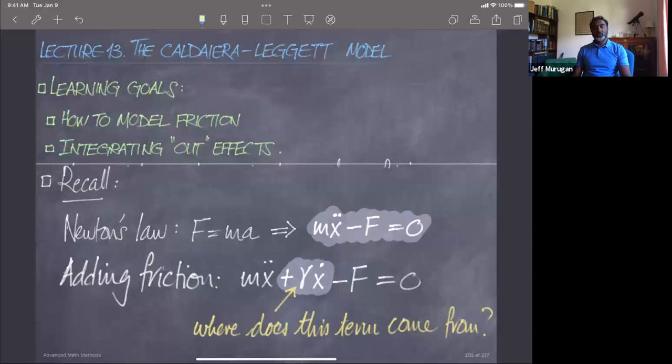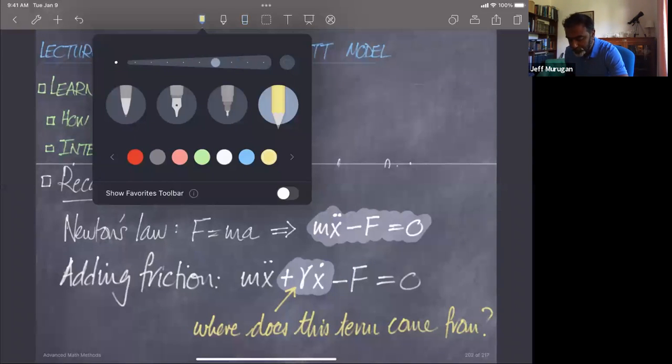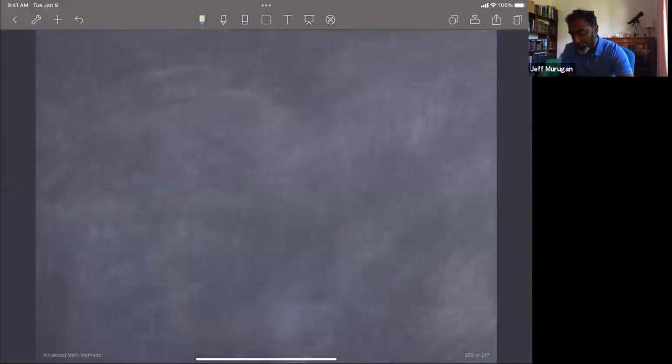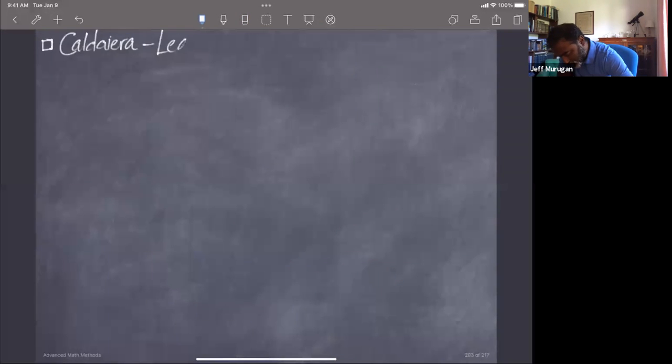Okay, so we would like to come up with a deeper understanding of where such a term could come from. I want to illustrate these ideas, and in particular, I want to try and model friction using a model called the Caldeira-Leggett model.